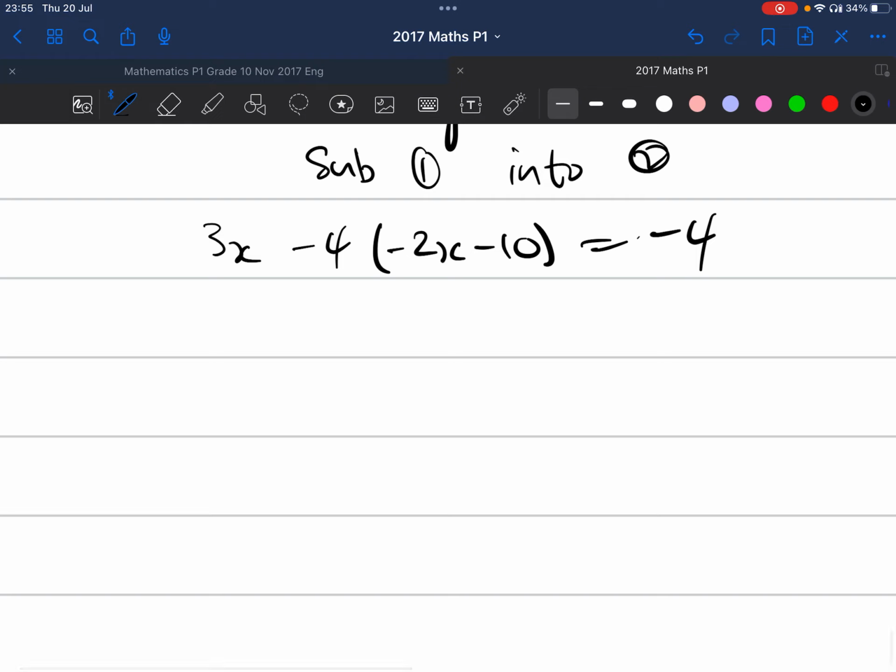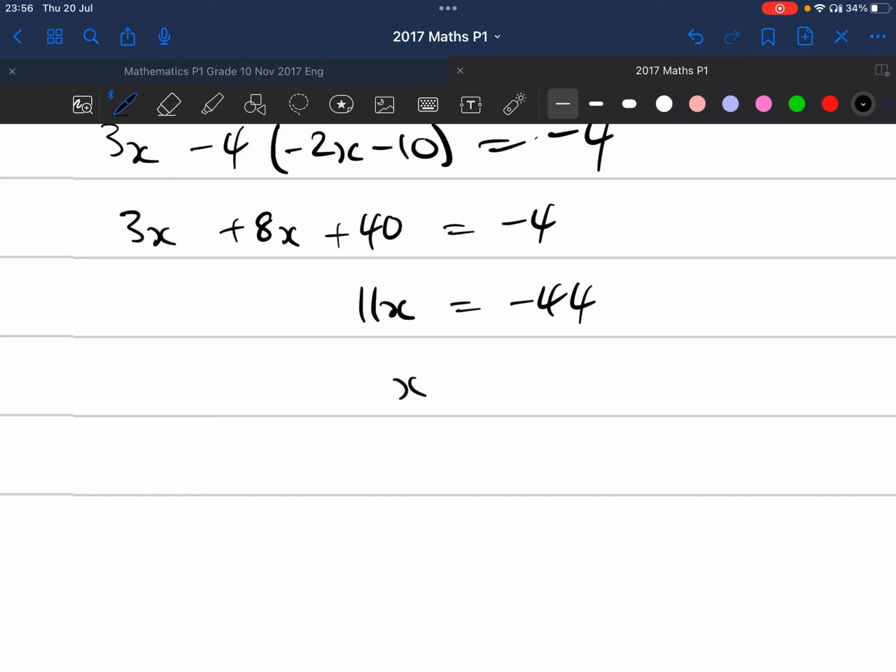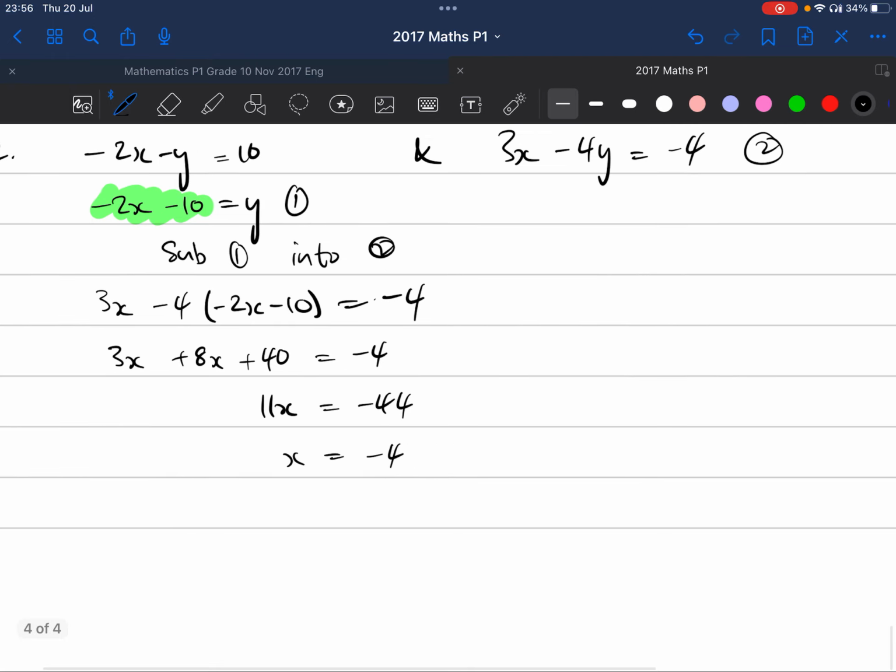Let's solve for that now. So it's 3x plus 8x plus 40 equals minus 4. Let's group our like terms. So we'll have 11x, and then I'll bring this to the other side, so we'll have minus 44 on that side. We'll divide both sides by 11, and then we'll get x is equal to minus 4. Now we can call this equation number 3.